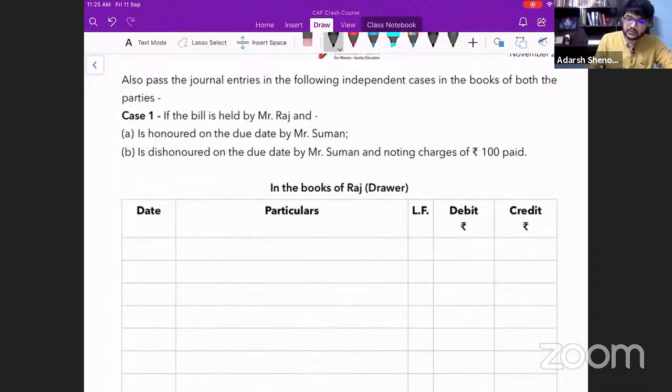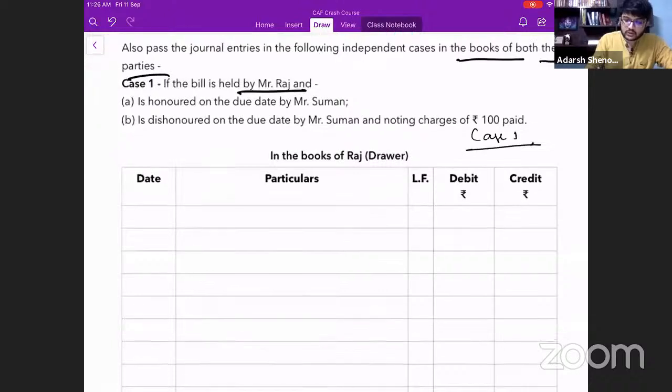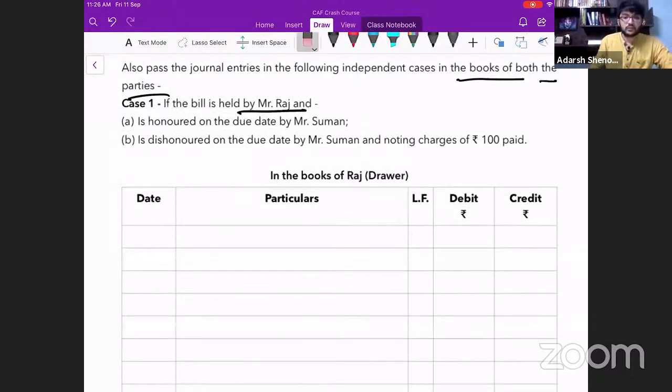Also pass the journal entries in the following independent cases in the books of both the parties. Case 1, if the bill is held by Mr. Raj. Now, how you have to write this? Under Raj's books, you have that first 2 or 3 pages you have left, write there case 1. So case 1, now we're going to discuss.